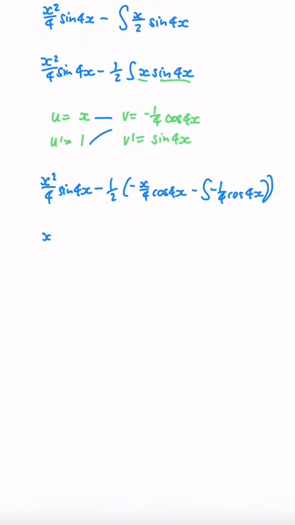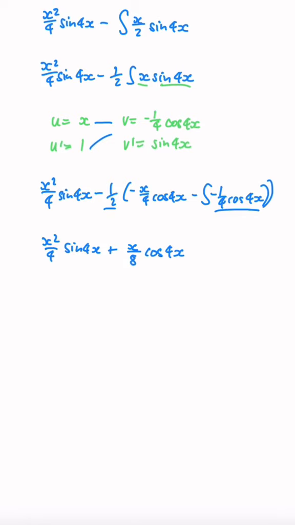So we're left with x squared over 4 sine 4x. We've got minus 1/2 times by minus x over 4 cos 4x. So that's going to give us a positive x over 8 cos 4x. And over here, we just need to integrate our minus 1/4 cos 4x, which is going to leave us with minus 1 over 16 sine 4x.